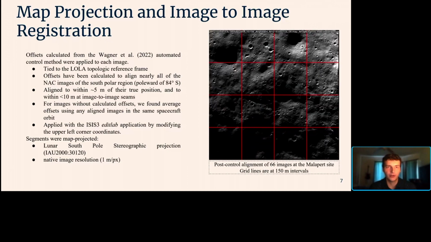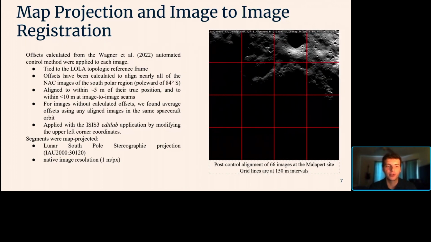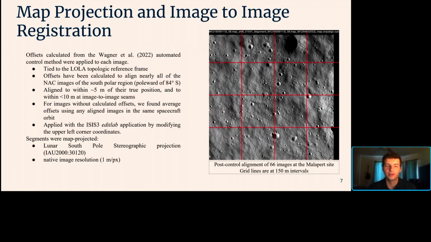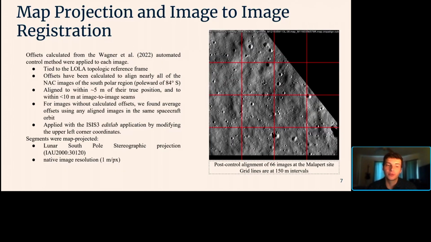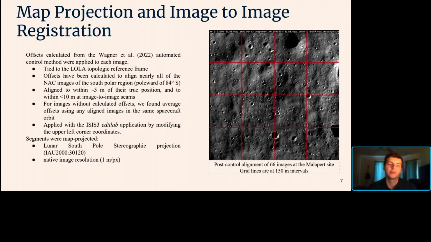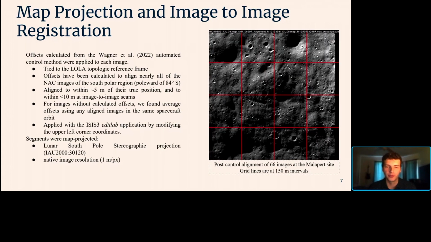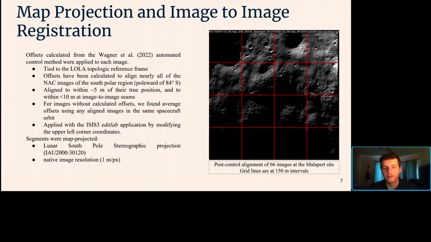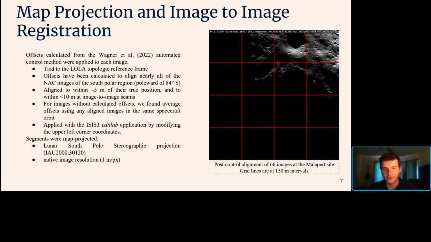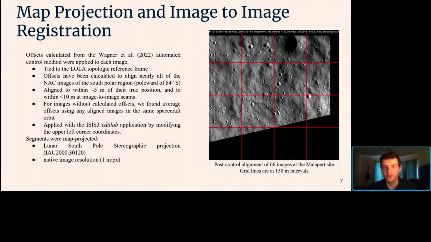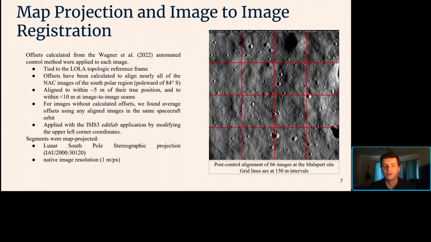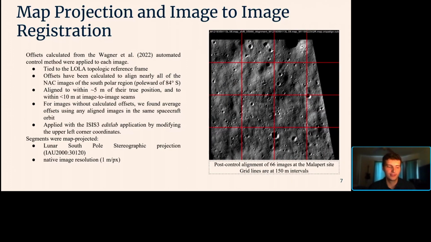For images without calculated offsets, we found average offsets using any aligned images in the same spacecraft orbit. The segments were map projected using the Lunar South Pole stereographic projection at a native image resolution of 1 meter per pixel. And then to the right is a GIF of 66 images post-control. As you can see, there's not much movement there. It's pretty well aligned, and the grid lines are at 150 meters per hour. Next slide, please.